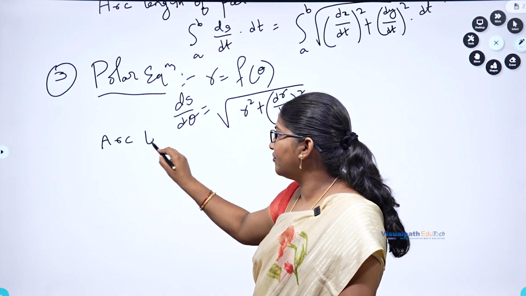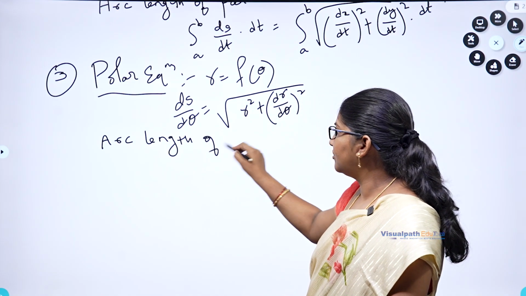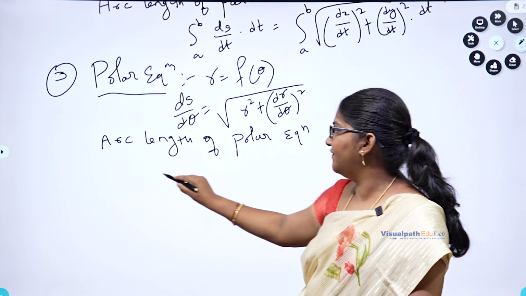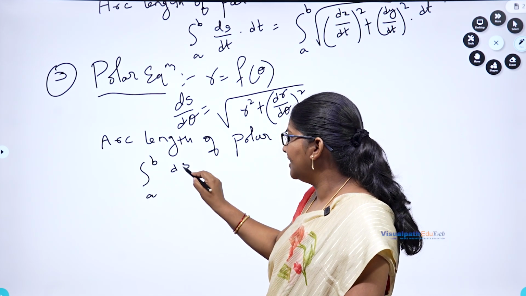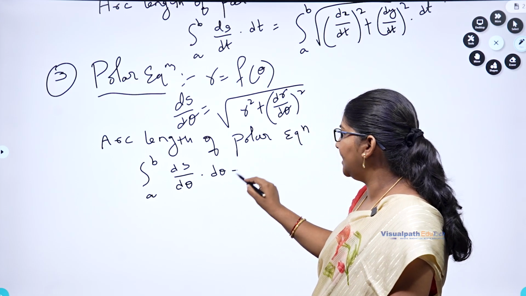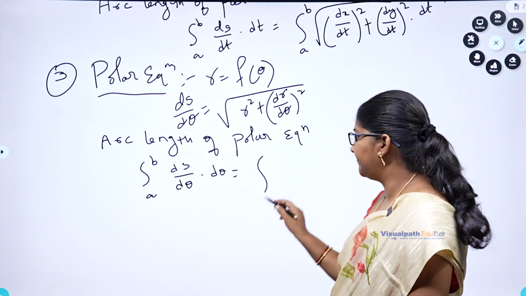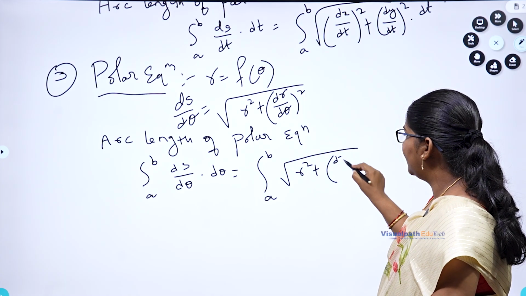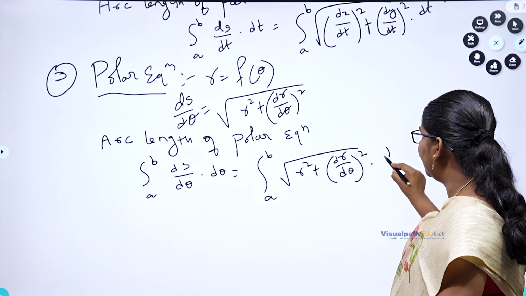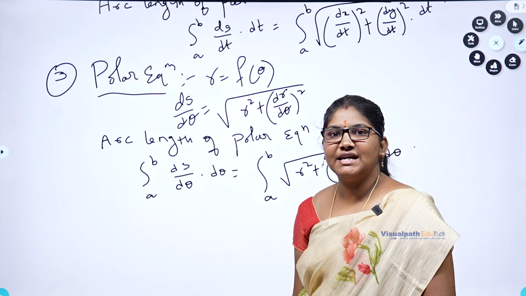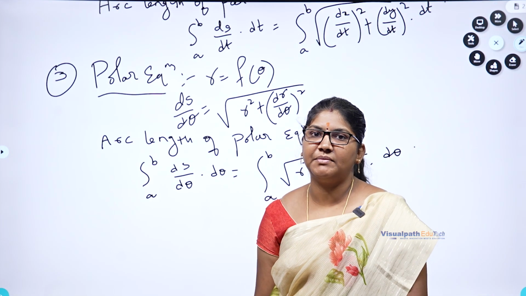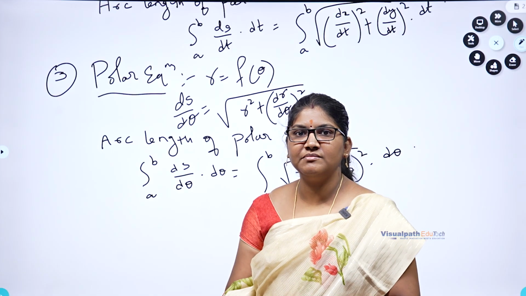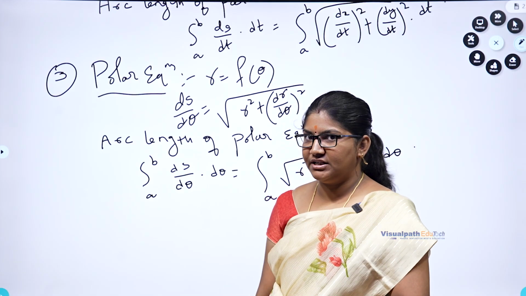What is arc length of polar equation? Arc length of polar equation is given by integral a to b ds by d theta into d theta, that is nothing but integral a to b under root r square plus dr by d theta whole square into d theta. Okay, these are the three formulas which we have to remember for length of the plane curves. Now, let us enter into the problems related to length of the plane curves.